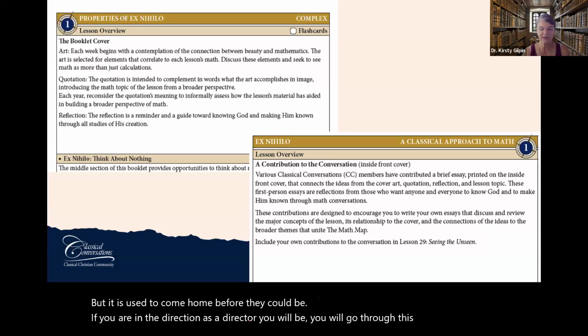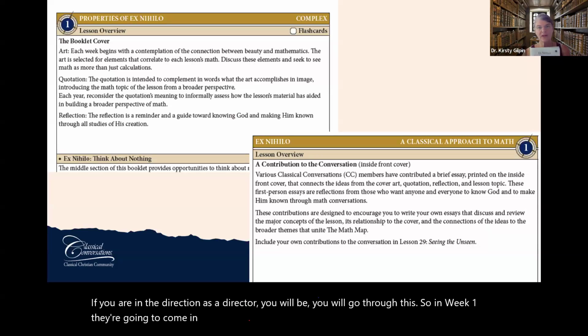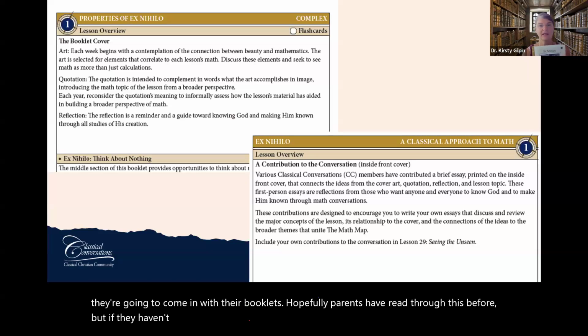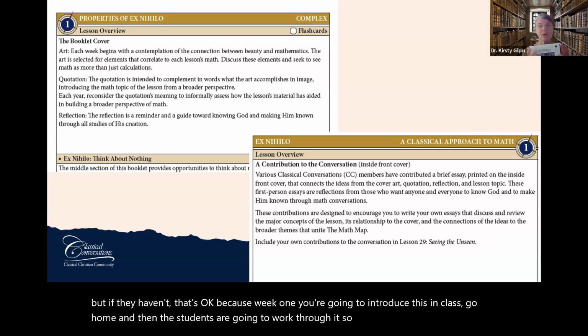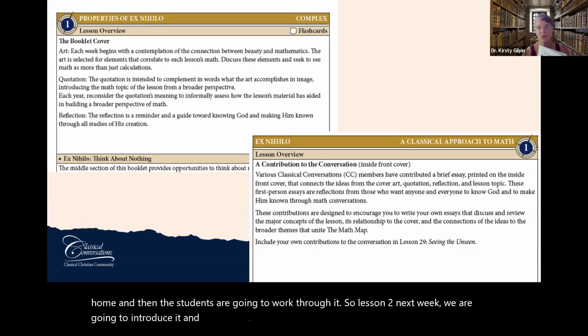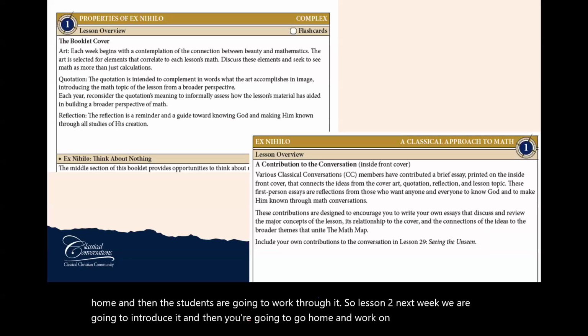So in week 1, they're going to come in with their booklets. Hopefully parents have read through this before, but if they haven't, that's okay, because in week 1 you're going to introduce this in class, go home, and then the students are going to work through it. So lesson 2 next week, we're going to introduce it, and then you're going to go home and work on it.